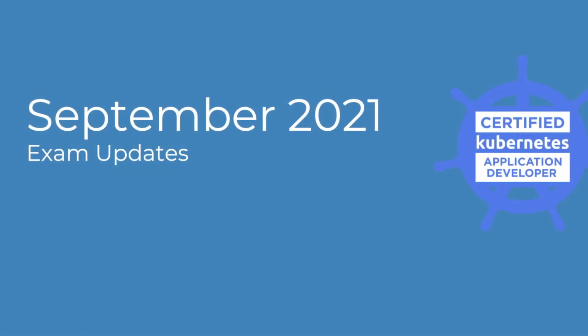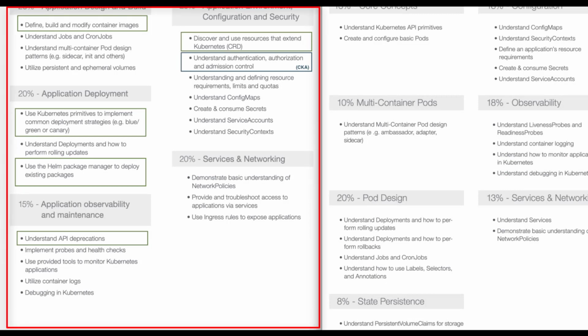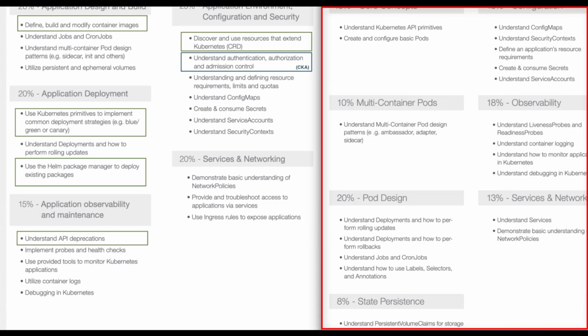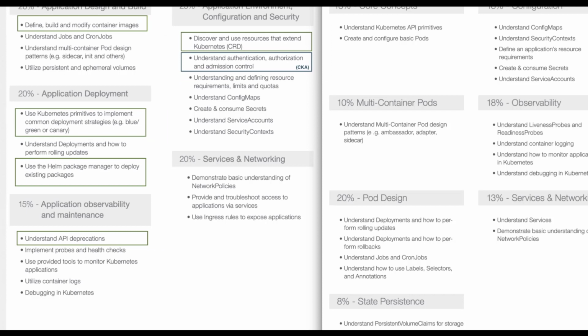So let's go over the new changes in the exam objectives first. The one on the left is the new exam curriculum, and the one on the right is the old exam curriculum. The new one on the left was updated at the end of September 2021. I have highlighted the new exam objectives in green boxes, and that's really the differences.